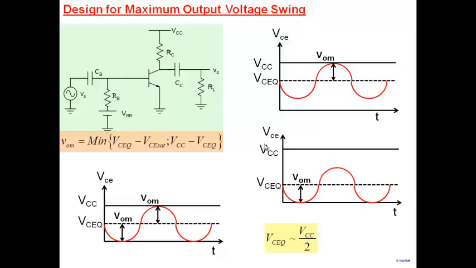So if we neglect VCE sat, what we are saying is you should bias it in the middle. If you bias it in the middle, then you will reach this limit and this limit simultaneously, and the maximum value of V0M would be equal to VCC by 2. So the highest output swing that you can hope to get in an amplifier like this, if your supply voltage is 5, is 2.5, or peak to peak swing of 5. And this tells you that you should bias in the middle.